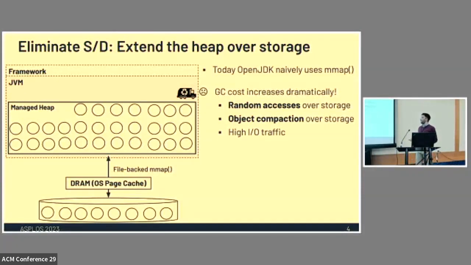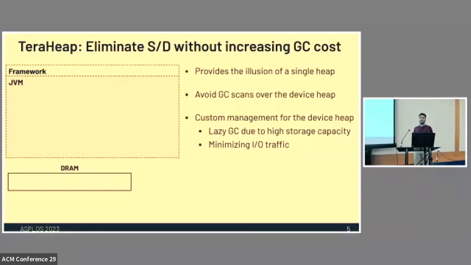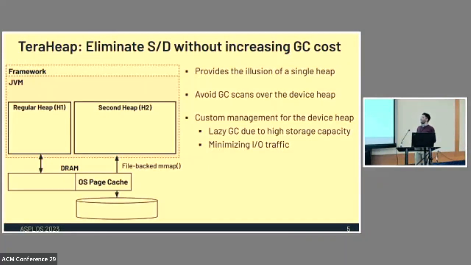And thus, we propose TeraHeap. TeraHeap is a system that splits the managed heap into two separate heaps. We now have a regular heap over DRAM and a second high-capacity heap memory mapped over a fast storage device. TeraHeap provides the illusion of a single managed heap over memory and storage and eliminates serialization-deserialization by providing direct access to objects that lie on the storage device. Also, TeraHeap manages the two heaps differently. For example, the objects in the first heap are scanned and compacted by the garbage collector, while we prevent garbage collection scans over the second heap. For this reason, we use a custom memory manager that is designed to work over a device heap and performs lazy garbage collection because we now have a very large storage device. This custom memory manager minimizes the I/O traffic over the storage device.